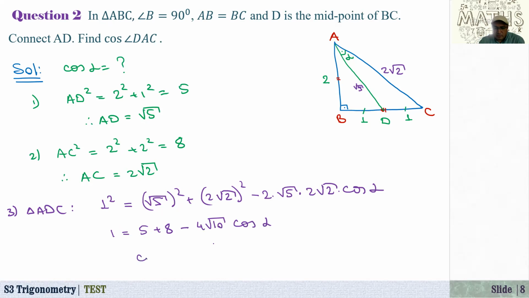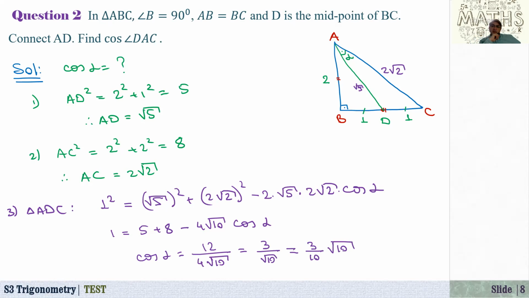Now from here, cosine of alpha is equal to 5 plus 8, 13, 13 minus 1, it is 12, right? Over, just divide this by 4 times square root of 10. So 4 cancels each other. It is 3 over square root of 10. Or if you want to rationalize its denominator, multiply numerator and denominator by square root of 10. So that's equal to 3 over 10 times square root of 10.